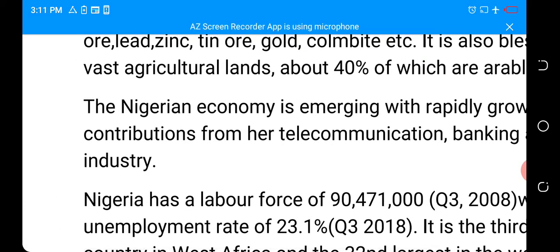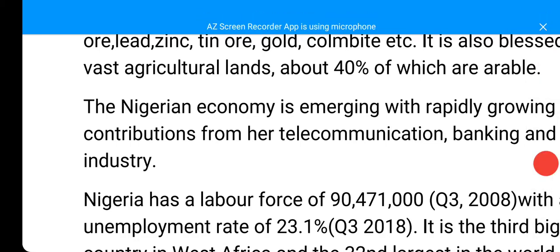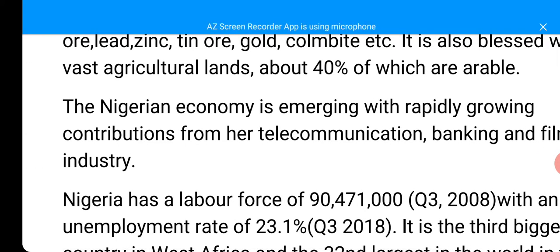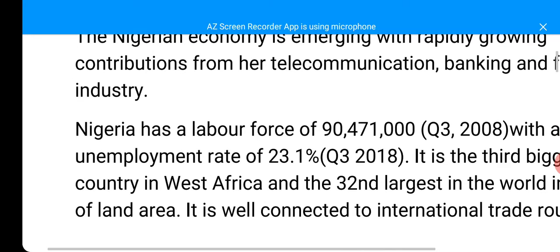The Nigerian economy is emerging, as I've said earlier, with rapidly growing contributions from our telecommunication, banking, and film industry. So these three industries, the telecommunication, the banking, and the film industry, are growing rapidly, and they are contributing meaningfully to the gross domestic product of the country.